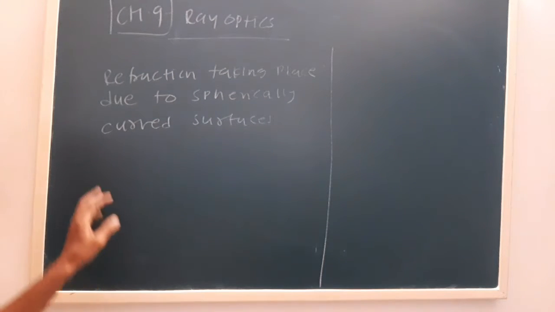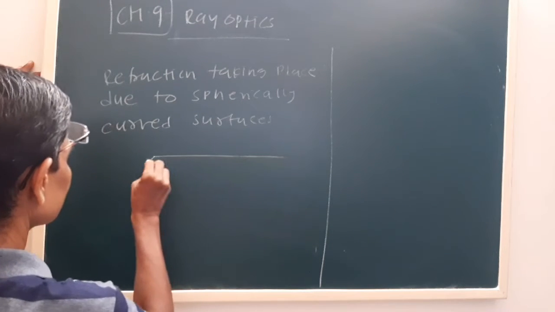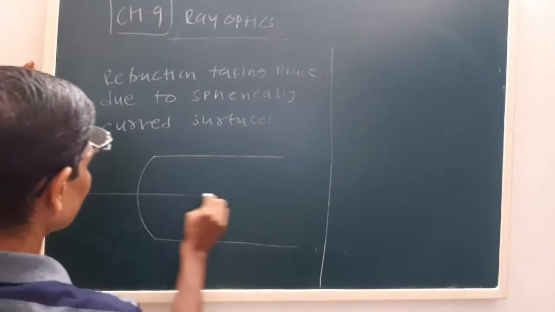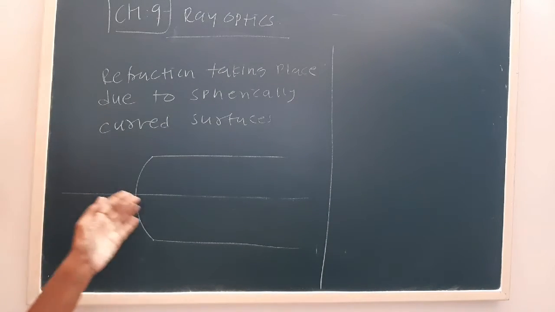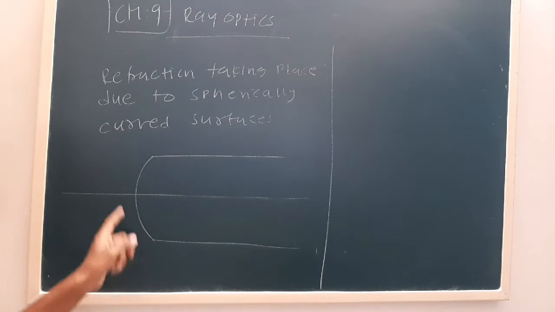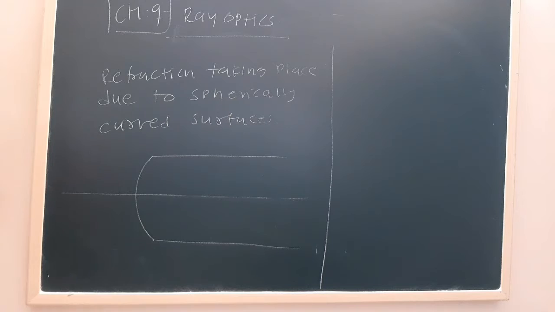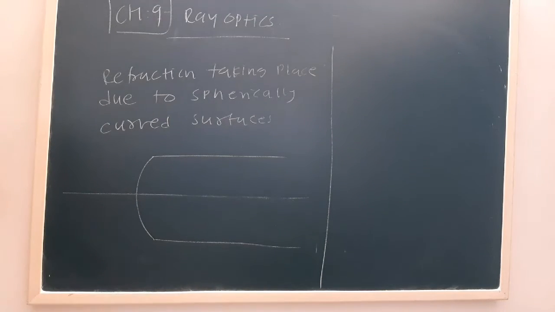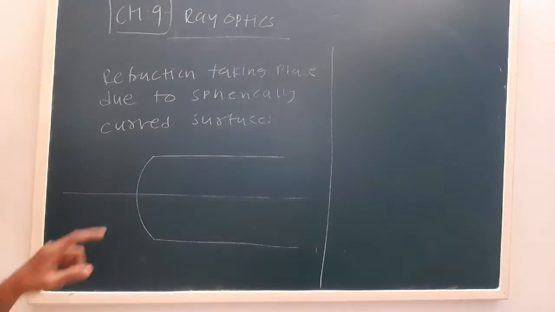Now, we consider one such spherical surface like this. Later on, if we consider two such surfaces, there can be a lens, and finally we'll move toward the study of refraction by lens. But right now, we have to study refraction taking place due to a spherically curved surface. This is based on one simple principle, one simple mathematical relation for the derivation. If we understand it well, then it will be very easy for us.